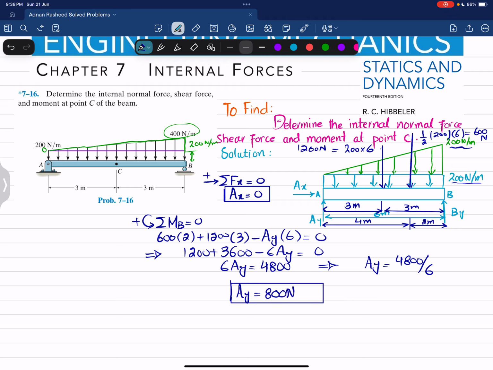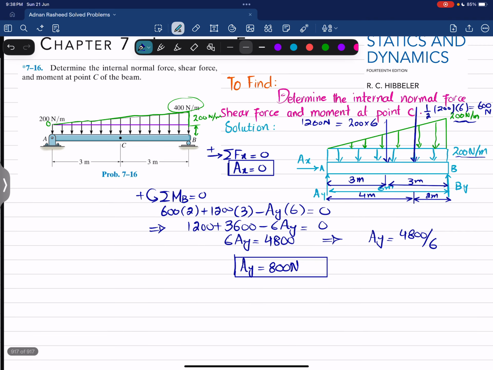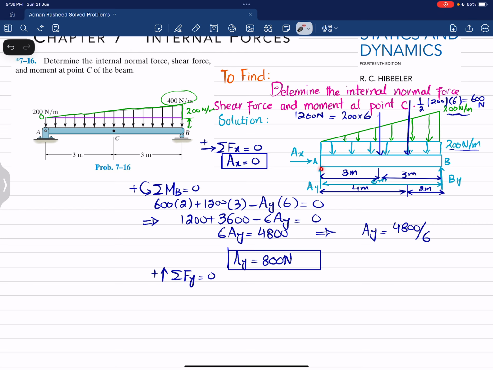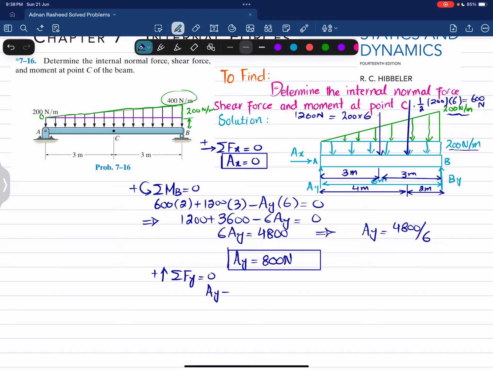So this is AY. Now you can find this BY by using the third equation of equilibrium, that is, the sum of all forces along the y direction must be equal to 0, and upward force is taken as positive. So the vertical forces are AY minus 1200 minus 600 plus BY. Their sum must be equal to 0. So I can write AY minus 1200 minus 600 plus BY is equal to 0.